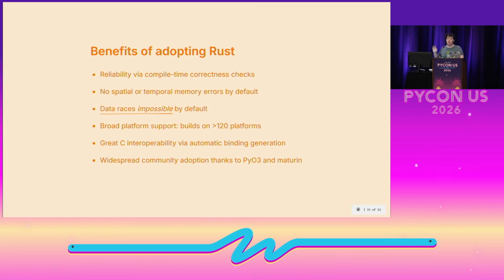And I think it's important to especially highlight that data races are impossible, because with the adoption of free threading, multiple threads executing Python code means that data races are more likely to occur. And so protecting against that becomes significantly more important.